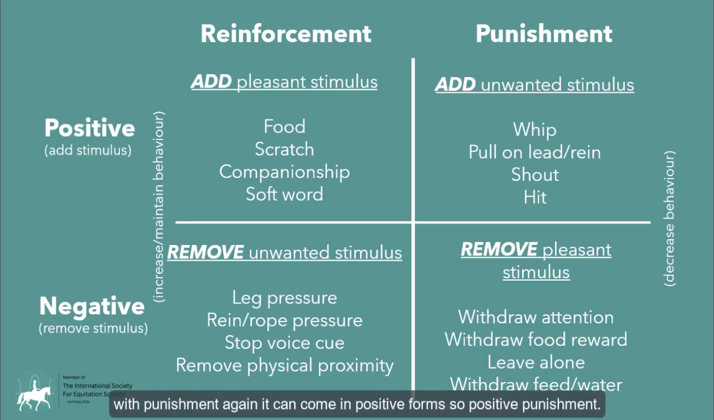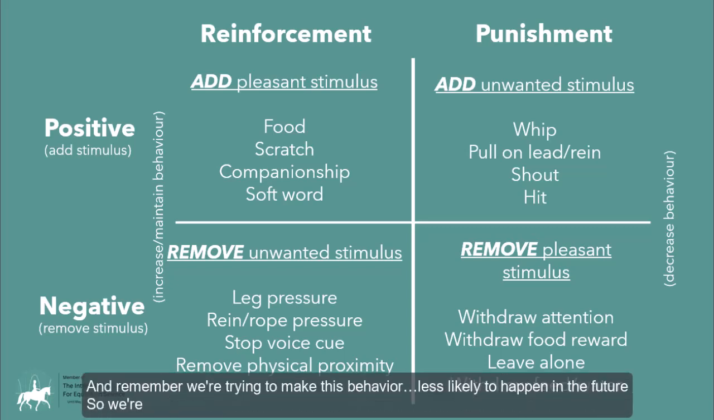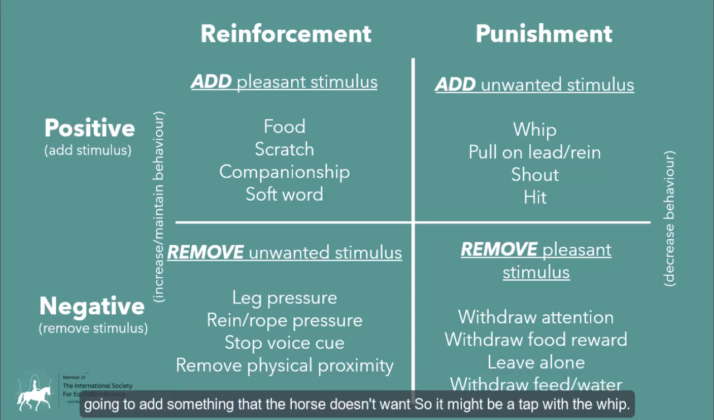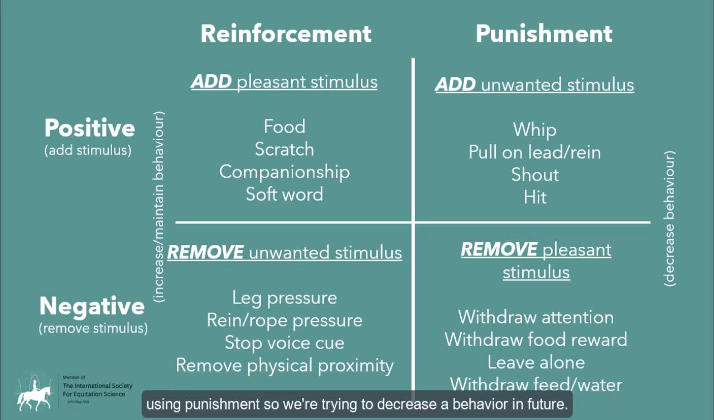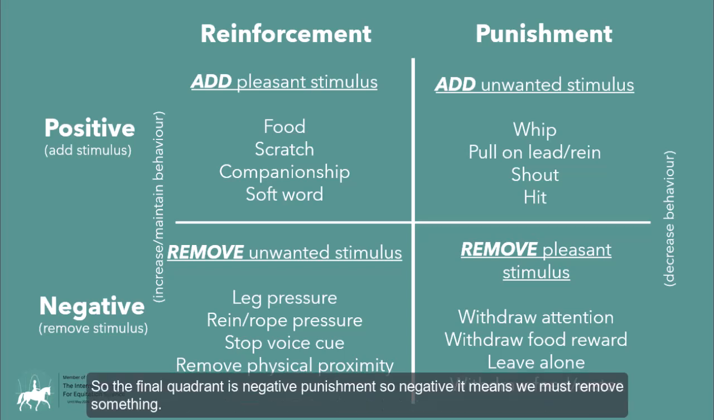So with punishment, again, it can come in positive form, so positive punishment. And remember, we're trying to make this behavior less likely to happen in the future. So we're going to add something that the horse doesn't want. So it might be a tap with the whip. It could be a pull on a lead rope. You might shout at your horse, or you might smack your horse. All of those things are things that the horse doesn't want. We add them, it makes it positive, and we're using punishment, so we're trying to decrease a behavior in the future. So the final quadrant is negative punishment.